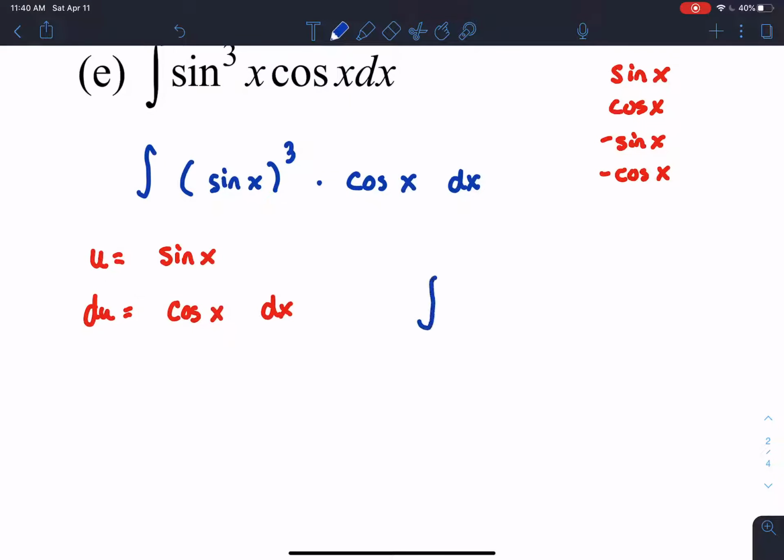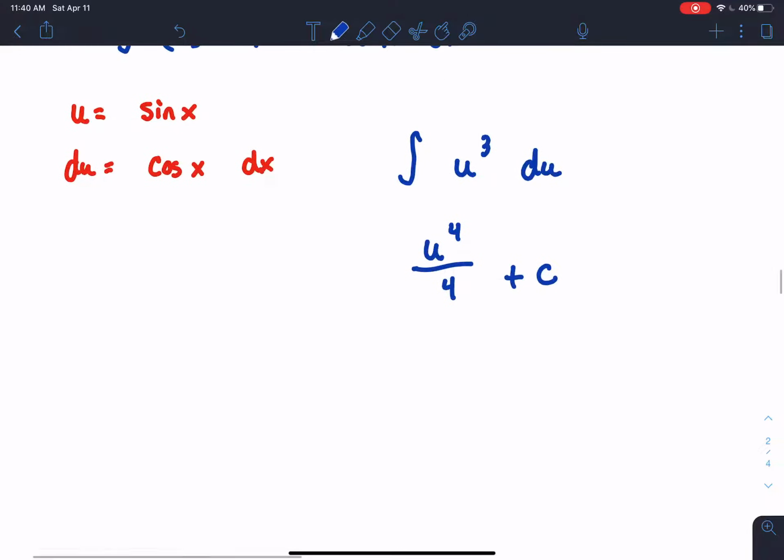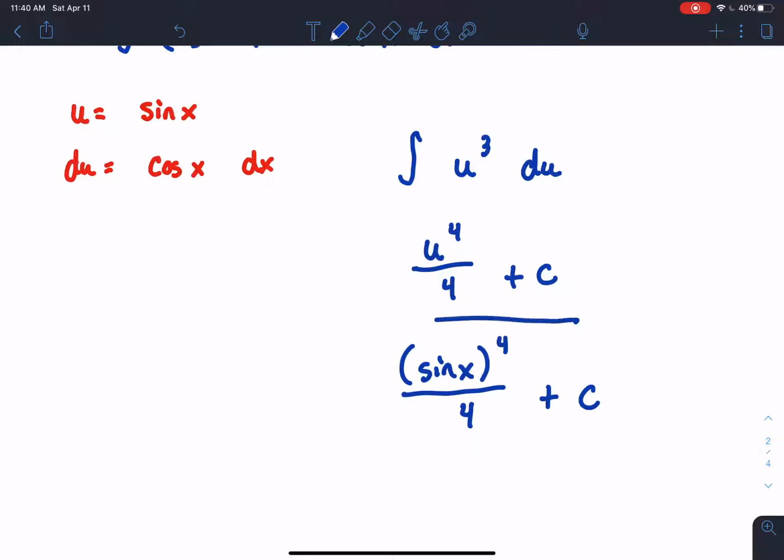Okay, so this becomes, instead of sine of x cubed, you can just make this u cubed du. You add 1 to your exponent, divide by the new exponent, and then plug back in. So this would be sine of x to the 4th over 4 plus c.